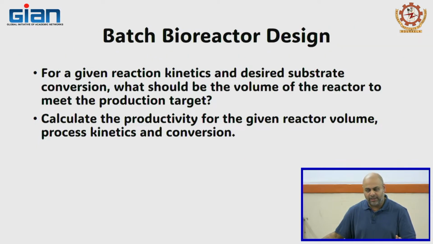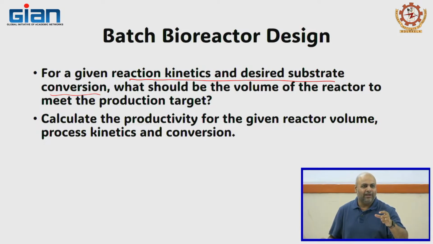So, batch reactor design, there has to be why we are doing it, right. So, when we are starting, the starting question for a batch reactor design would be like for a given reaction kinetics and the desired substrate conversion, what should be the volume of the reactor to meet the production target. Now, for a batch reactor, if I have to give you the most layman answer, let us say if you have to cook rice for yourself, how many glasses of rice will you put in the pressure cooker? And if you have a party of 4 or 5 coming to your house, how many glasses of rice will you put in the pressure cooker?